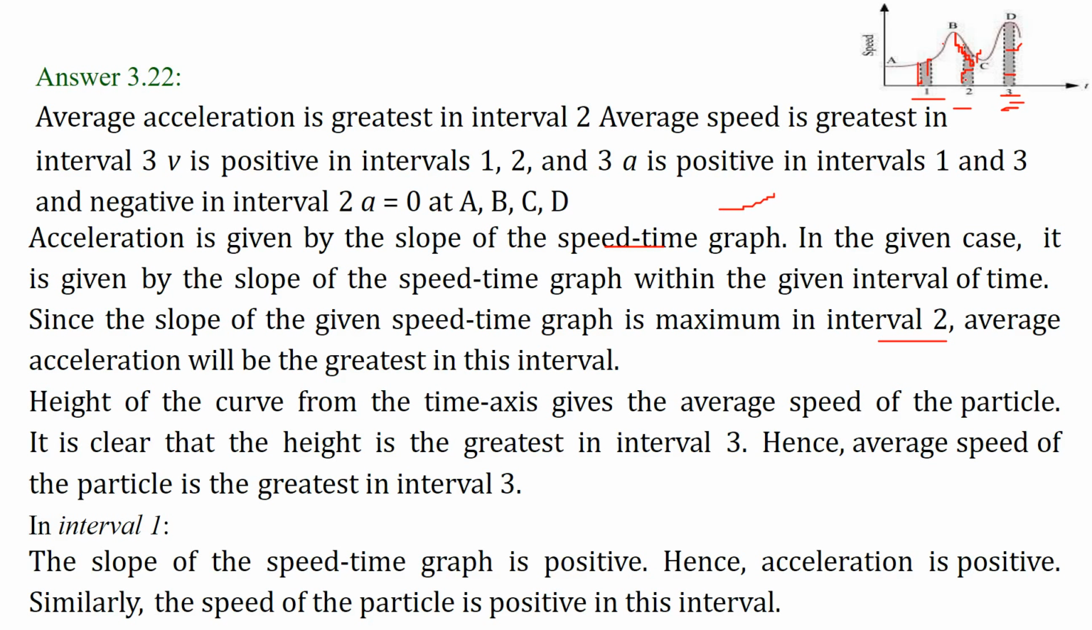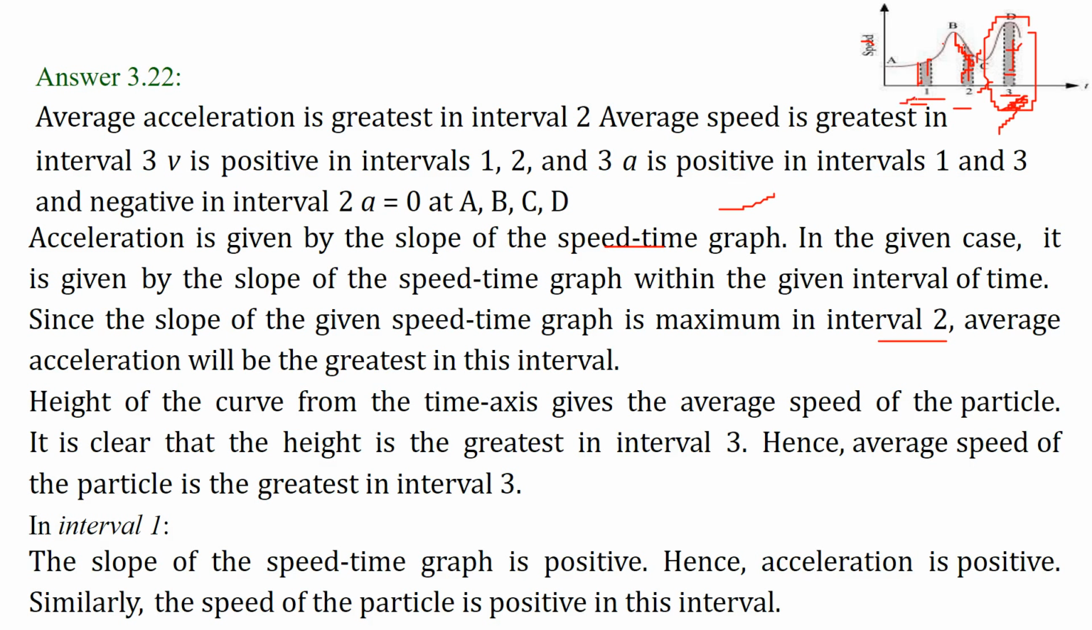How about the height? The height of the curve from the time axis gives you the average speed, because it is a speed-time graph. So it is clear that the highest is this one. The average speed of the particle is greatest in this interval 3.